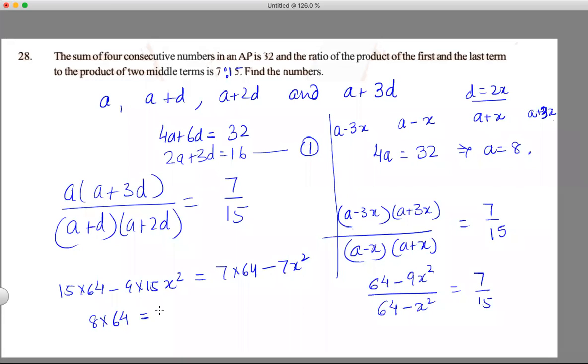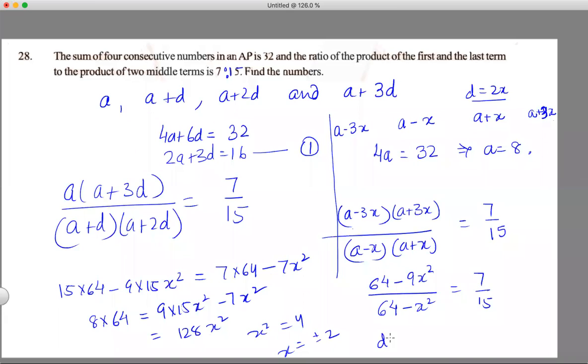9 into 15 x square, 7. Okay. So this is 135 minus 7 is 128, 128 x square. Okay. So x square is equal to 4. X is equal to plus minus 2. Okay.